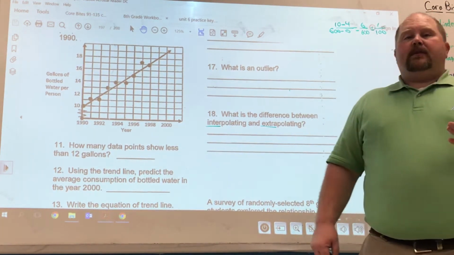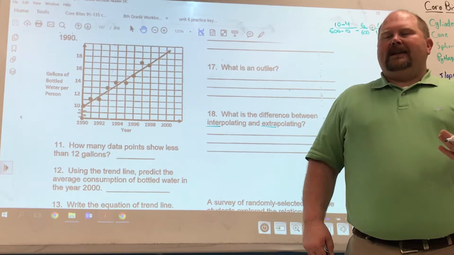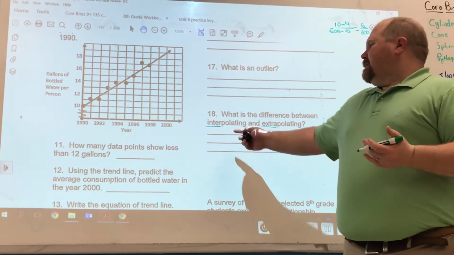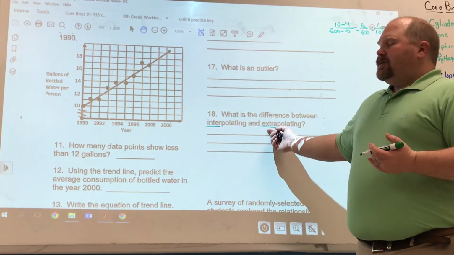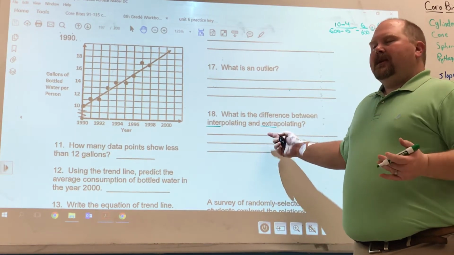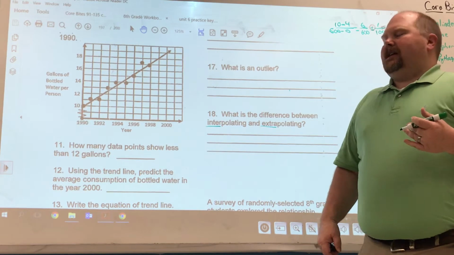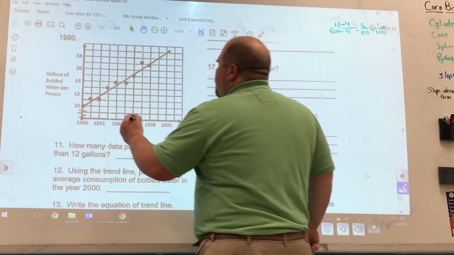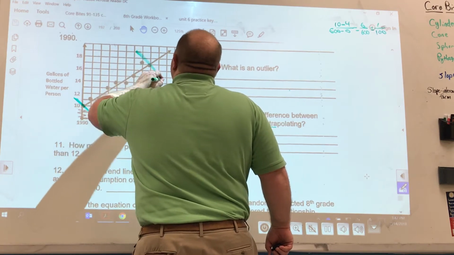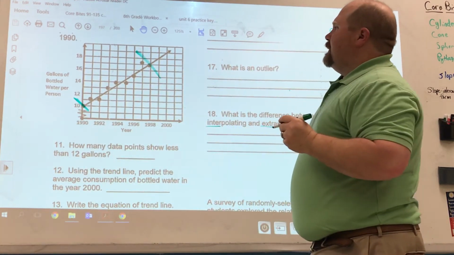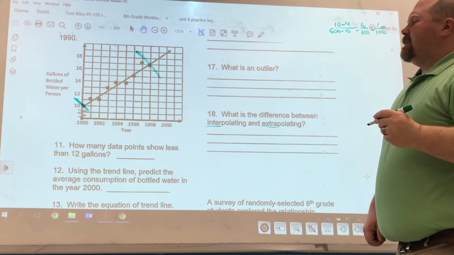It's spelled a little differently than the enter we use when we talk about entering a room. But just think of it the same way. When you enter a room, you're on the inside. Extrapolating, kind of like exiting. When you exit the room, you're on the outside. So interpolating means to predict an amount that is inside of the data points. Anything that is inside of the data points.